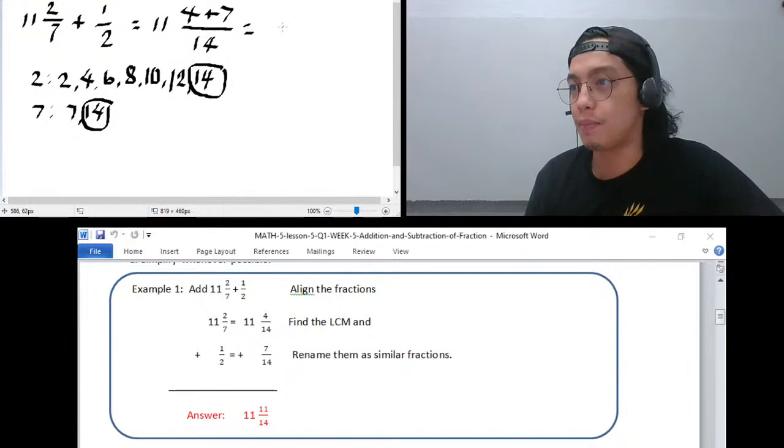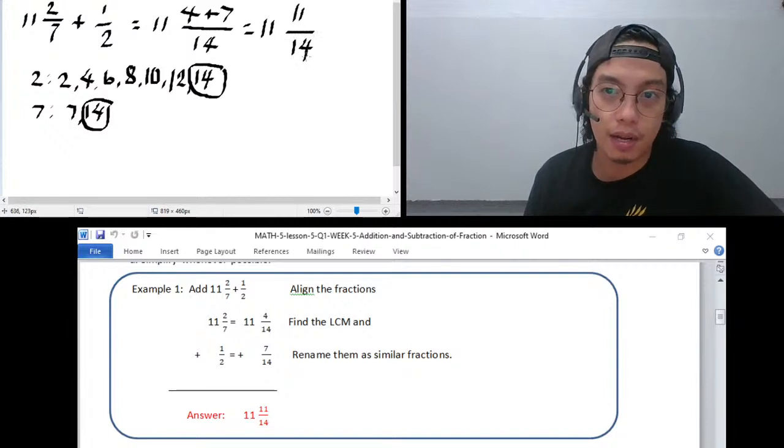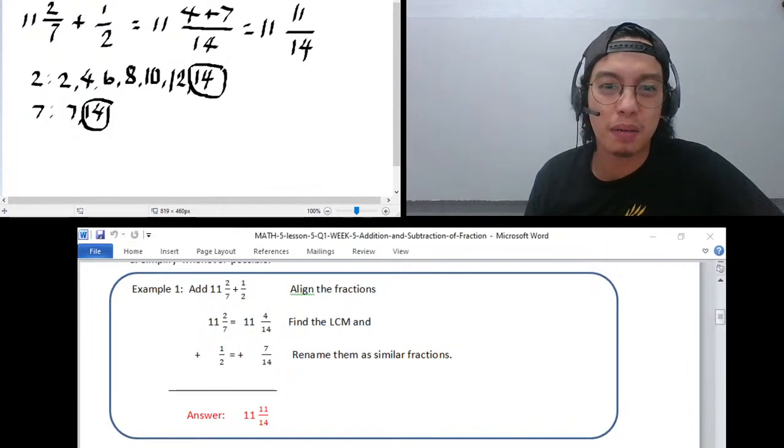We can now add because they are similar fractions. So 7 plus 4 is 11 over 14. And that is our answer. Okay? We'll have more examples so you can understand.